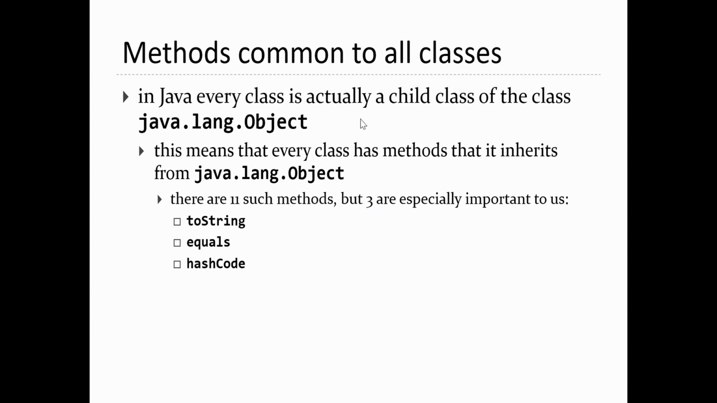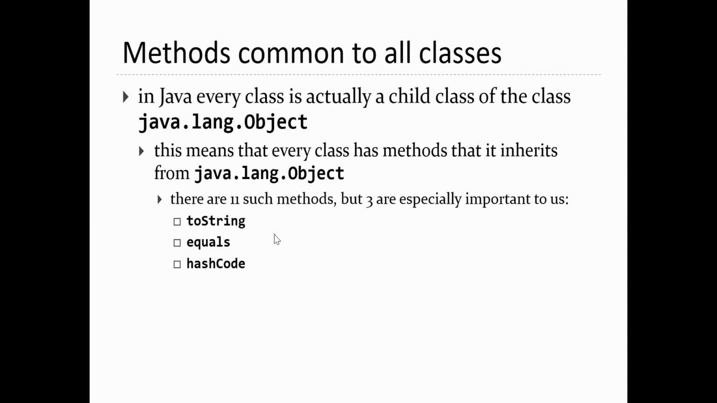But what this means is every class, including the ones you create, gets all of the methods that are defined in this class called Object. So when you make a class, you get a bunch of methods for free. The ones that you get for free are the ones that are defined here. In other words, the methods that you get for free are common to every object that you create in Java.